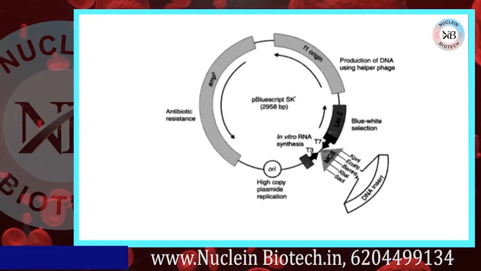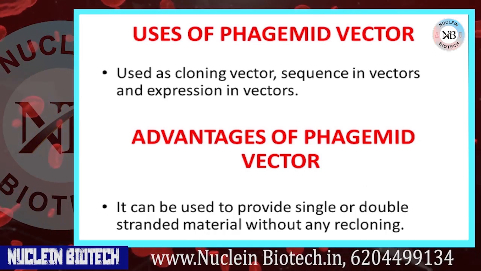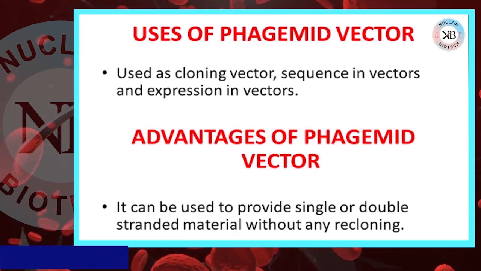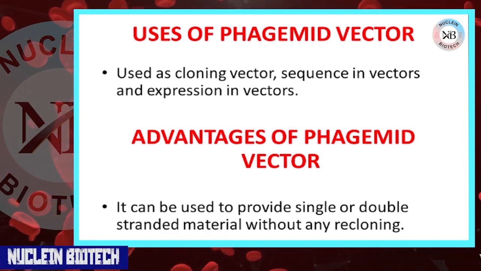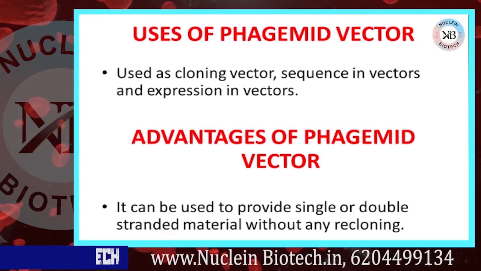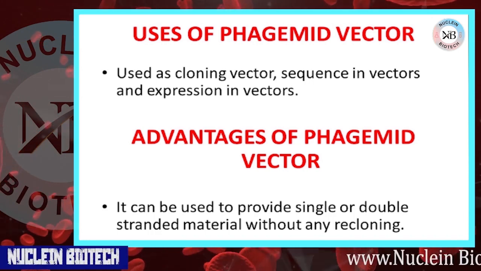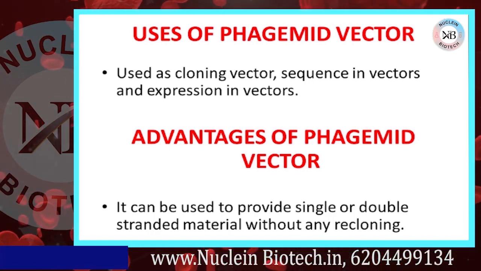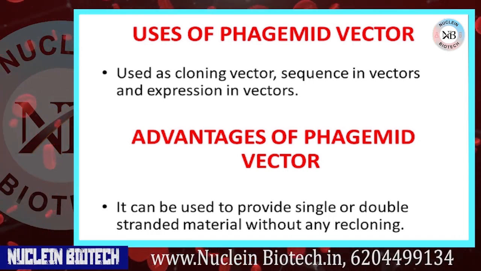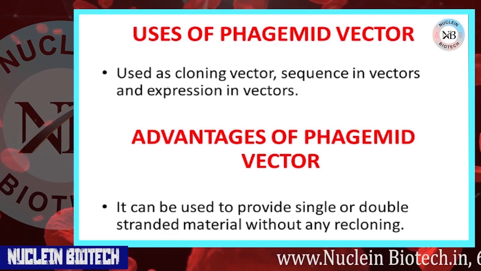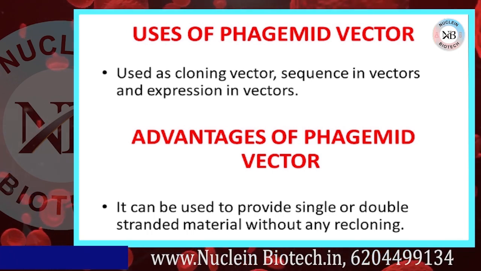Now, the next question arises: how are they used? Bacteriophages are of two types, M13 and f1, which resemble each other. Both can infect E. coli. So we can use the origin of either one in the phagemid. When phagemid vectors are introduced into E. coli, as it has the origin of ColE1 plasmid, it replicates as double-stranded DNA.